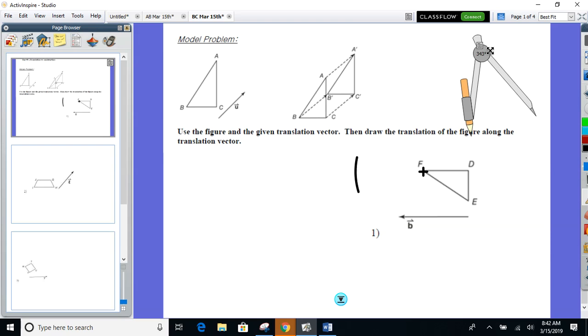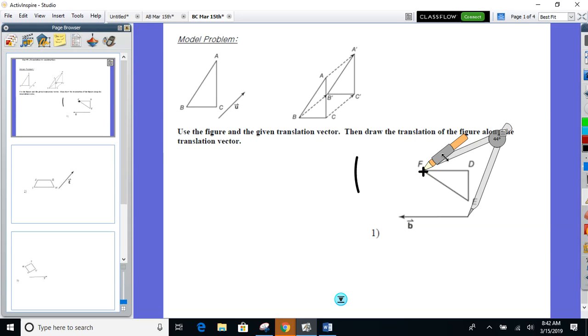Now, somewhere on that arc is going to go F prime. Somewhere. Because we've matched the distance now. I just got to make sure it's in the correct direction now. And here's the second and final part. Go to the beginning of the vector. Put your compass point on the beginning of the vector, and the pencil point on F. No marks needed.